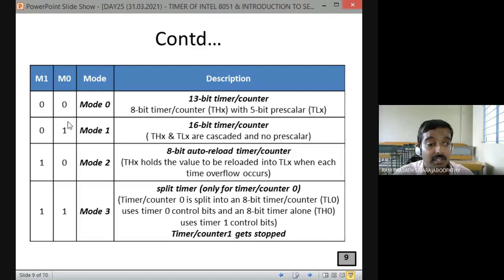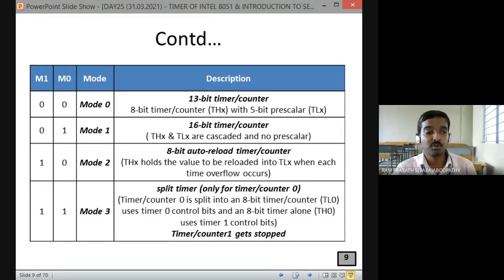If it is 0, 0, that indicates mode 0. 0, 1 means mode 1. 1, 0 means mode 2. And 1, 1 means mode 3. Based upon the mode of operation you are going to configure, these bits must be chosen.